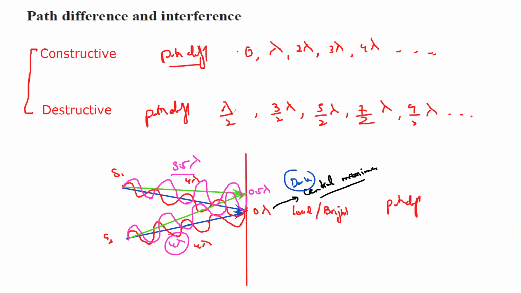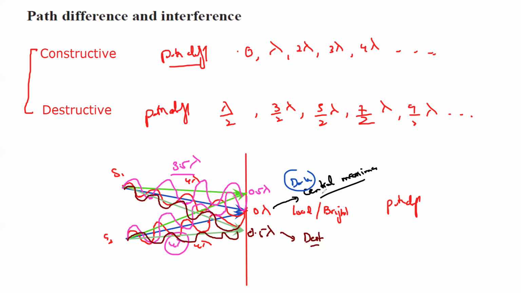Same way, when we take a position below, one wave will travel 4 wavelengths and another will travel 3.5 wavelengths. Again, what will be the path difference? The path difference will be 0.5 wavelength. So again we'll have a destructive interference, or a dark region.